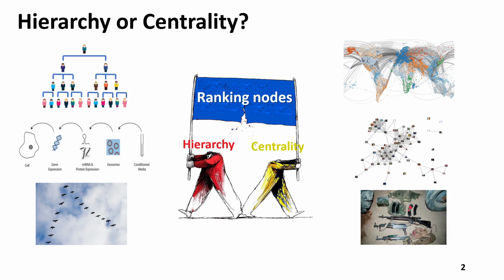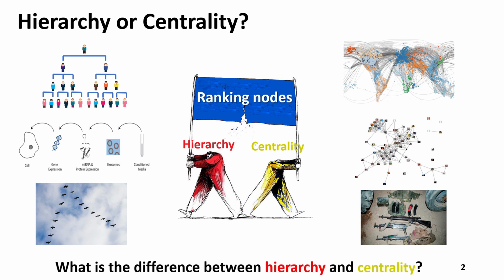Hierarchy is defined as a system in which entities are ranked one above the other based on some authority or status among the nodes, while centrality uses different topological information to rank the entities. Both are used in many real-world applications, such as in organizations, biology, and ecology, where hierarchy measures are used to quantify the most hierarchical nodes, and in world airport transportation networks, social networks, and terrorist networks, where centrality measures are used to quantify the most central node.